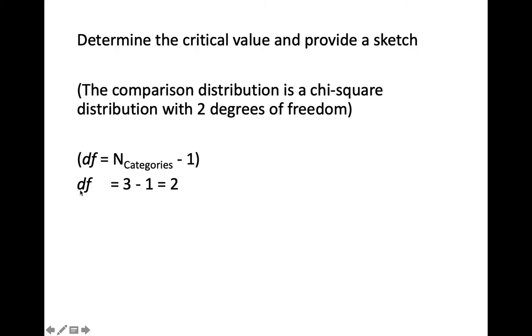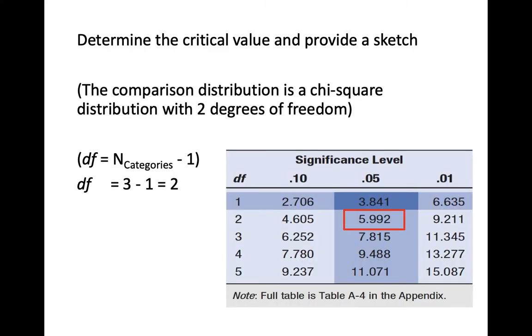Degrees of freedom is determined by the number of categories minus 1. Because we had 3 categories, vanilla, chocolate, strawberry, we've got 3 minus 1, which is 2 degrees of freedom. Animations are a little bit screwed up, that's fine. So here's our chi-square significance table.